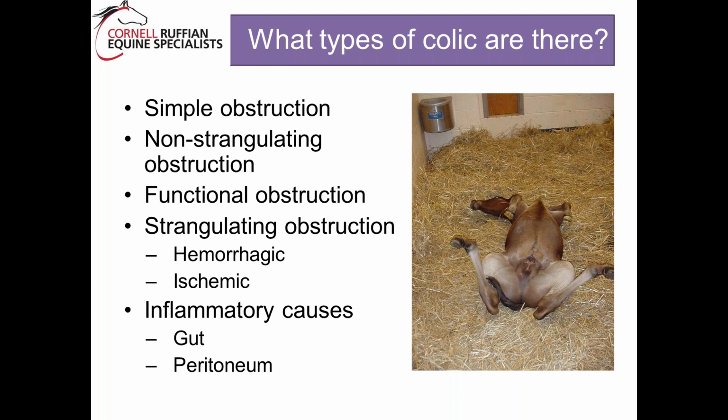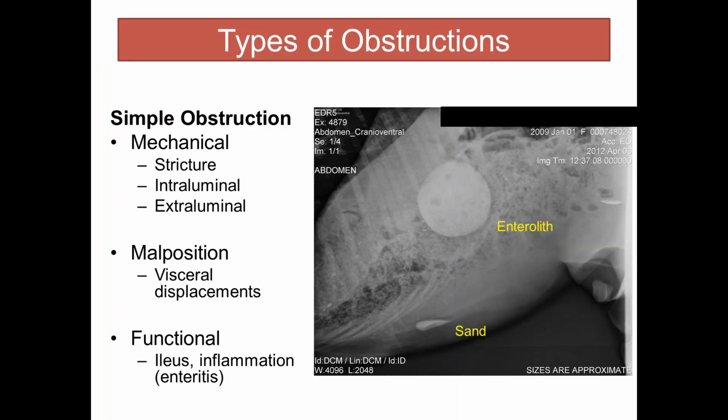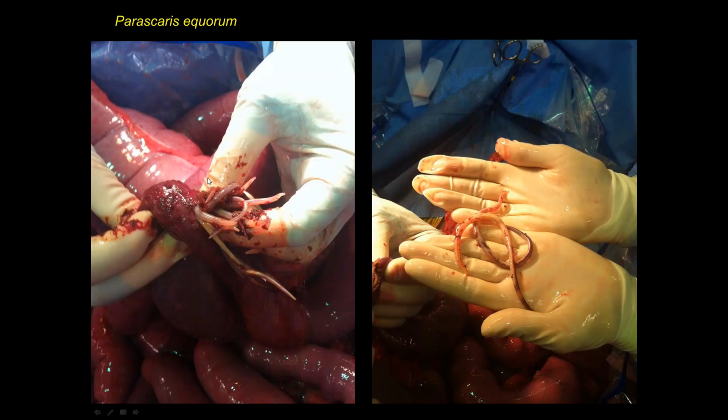And then other inflammatory causes. You can have inflammation of the intestines, so that could be enteritis or colitis, depending on what's inflamed, or you can have just general inflammation in the abdomen, which is called peritonitis, when the peritoneum is involved. So lots and lots of different things can cause it. I'm going to go through some specifics so that you've got some ideas about the myriad of what you can find. And this is honestly why I love colic, because every single one of these cases is different. So simple obstructions, they could be mechanical in nature.